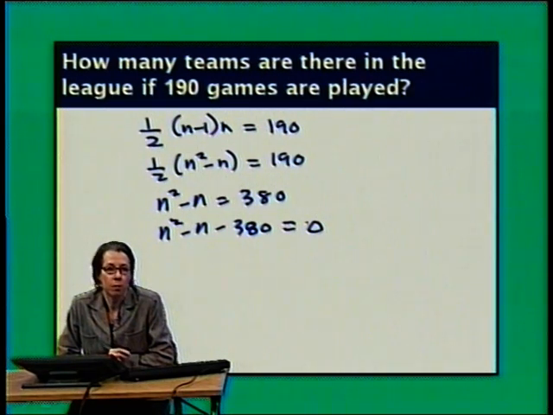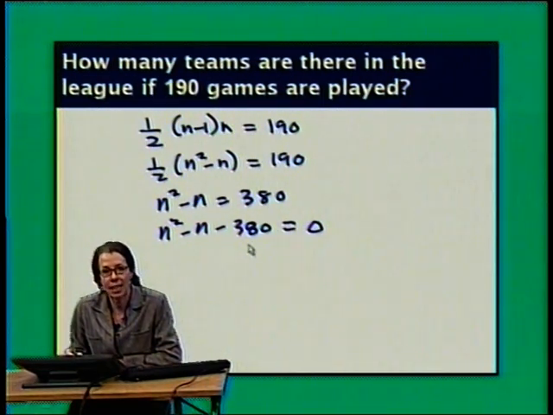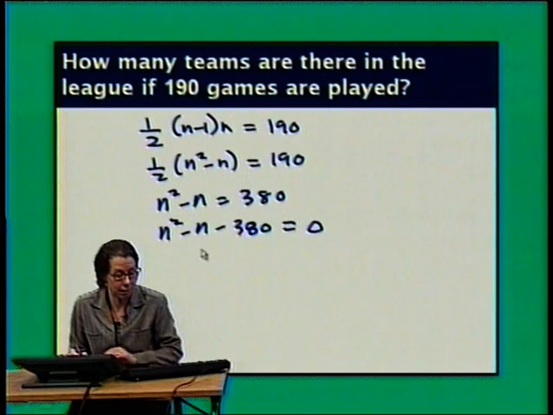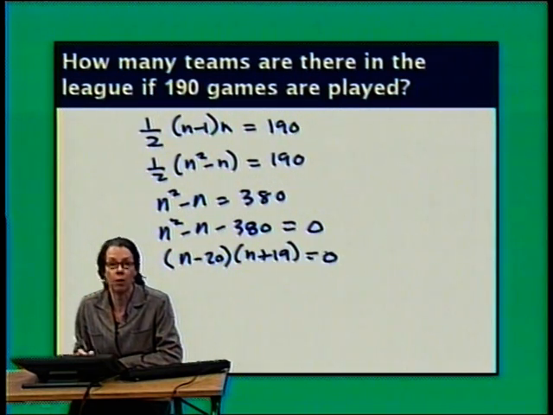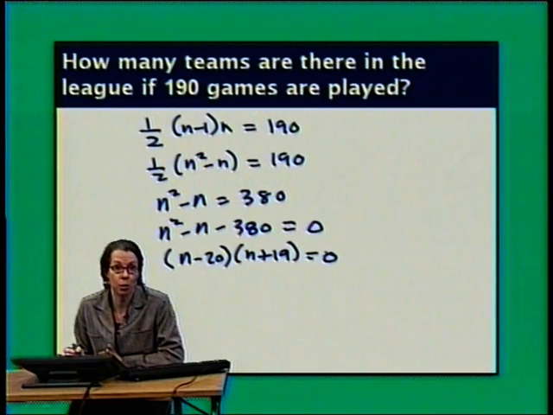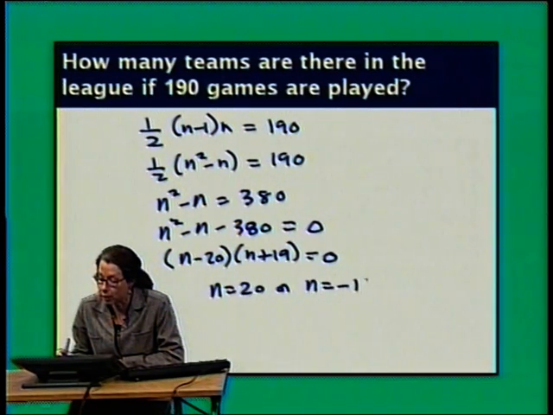Now, when I was simplifying this equation, I noticed that 2 times 190 is 380. I also noticed that 20 times 19 is 380. So I'm looking for integer factors of negative 380 that add to negative 1. Well, negative 20 and positive 19 are going to work. So I have (n minus 20) times (n plus 19) equals 0. If you don't see that factorization, you could use the quadratic formula and you'd still get the solutions. So I have two possible solutions, n equals 20 or n equals negative 19.